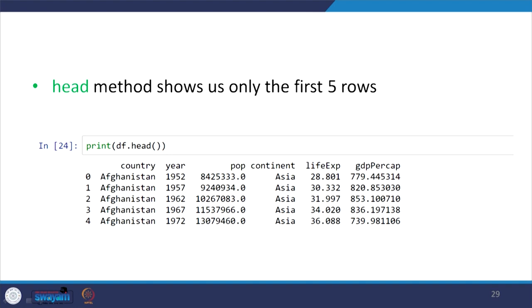I want to see what the headings of that file are. Headings means the columns. For that, in Python, you have to type print, open the parenthesis, df.head. When you execute this, you will get the first 5 rows, that means 0, 1, 2, 3, 4. So when you execute this, you can see the first 5 rows from the data set.